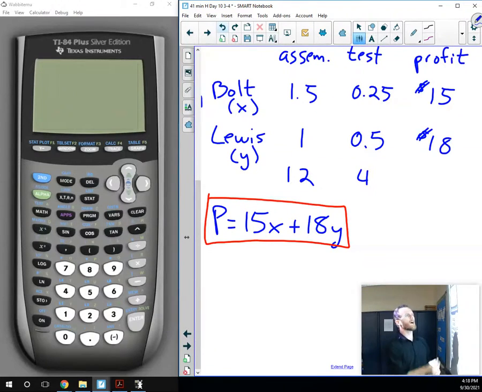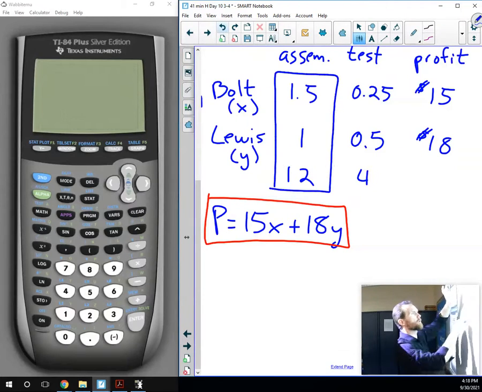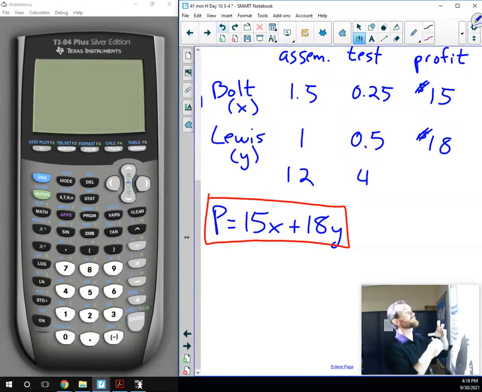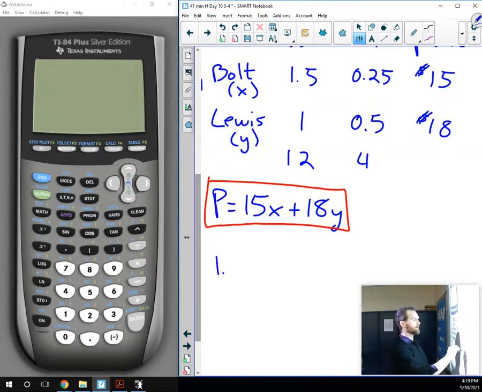Now we need our constraints. Constraint 1: let's use the 12. So we're using this column right here, the 1.5, the 1, and the 12. The 12 is the maximum amount of time we can spend assembling these shoes. So it's 1.5 per x plus 1 per y, which I guess we could just write as y. That's easier. That's less than or equal to 12.